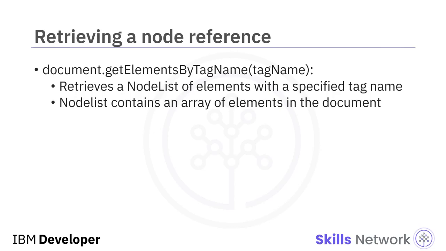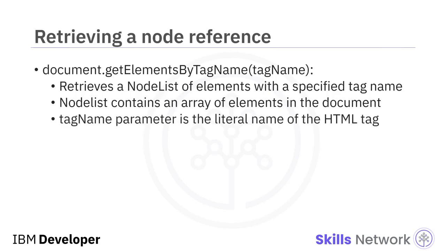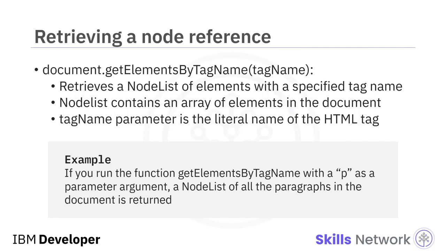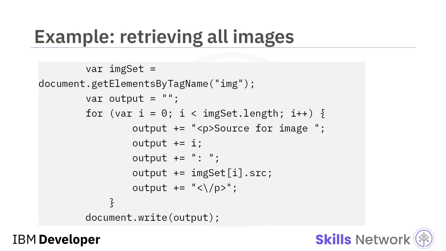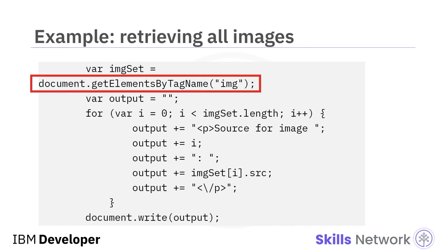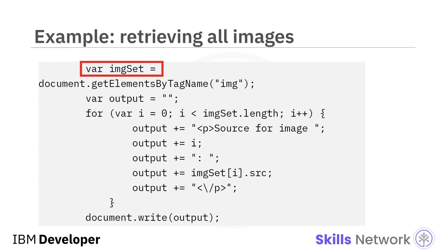For HTML elements, the tag name parameter is the literal name of the HTML tag. If you run the function getElementsByTagName with a p as a parameter argument, a node list of all the paragraphs in the document is returned. This example shows how you can retrieve all the image elements from a web page by using the getElementsByTagName function and passing image as the parameter argument. The result is a node list that is assigned to the variable image set.